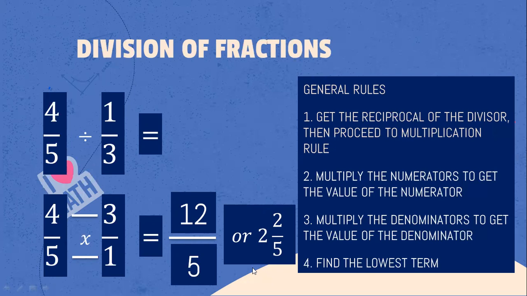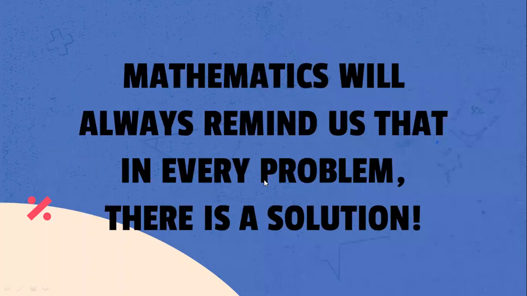Again, the general rules for dividing fractions are: get the reciprocal of the divisor. From 1 over 3, it will become 3 over 1. Then proceed to the multiplication rule. Multiply the numerators to get the value of the numerator. We multiply the denominators to get the value of the denominator. Then we simplify, or we find the lowest term. I hope you understood our lesson for today.